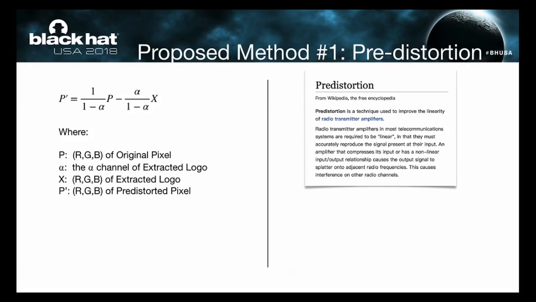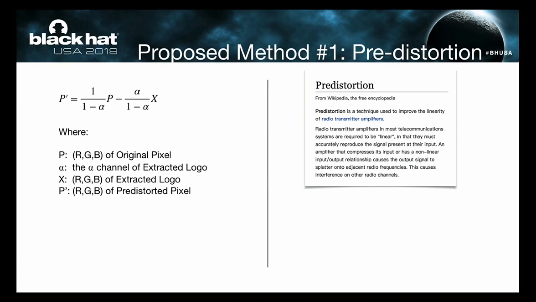So the proposed method number 1 is pre-distortion. Actually, the pre-distortion method is borrowed from the telecommunication industry, because in the telecommunication industry, they have to improve the linearity of the radio transmitter amplifiers. So they have to calculate what has to be done before actually transmitting to keep a good performance.